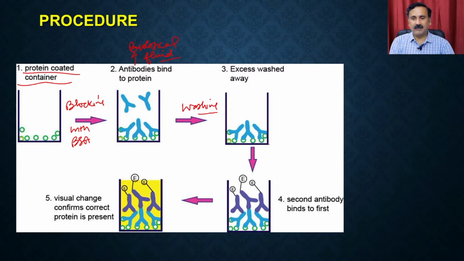And then once the excess washing is over, you are going to add the secondary antibody. The secondary antibody will not bind to this protein, but it is going to bind to the primary antibodies. Then you do a washing, and once the washing is over, you can add the substrate, and that's how you get the blue color, and that blue color you can measure using the spectrophotometer.